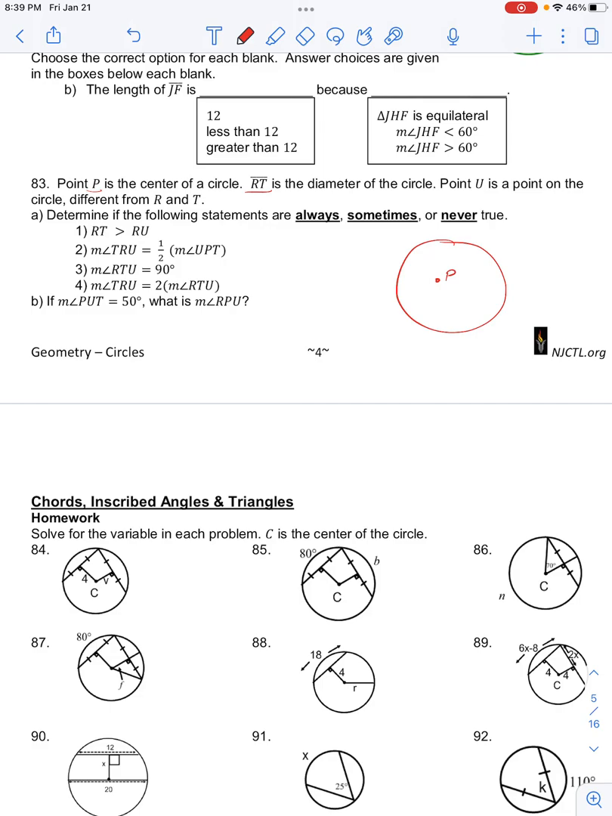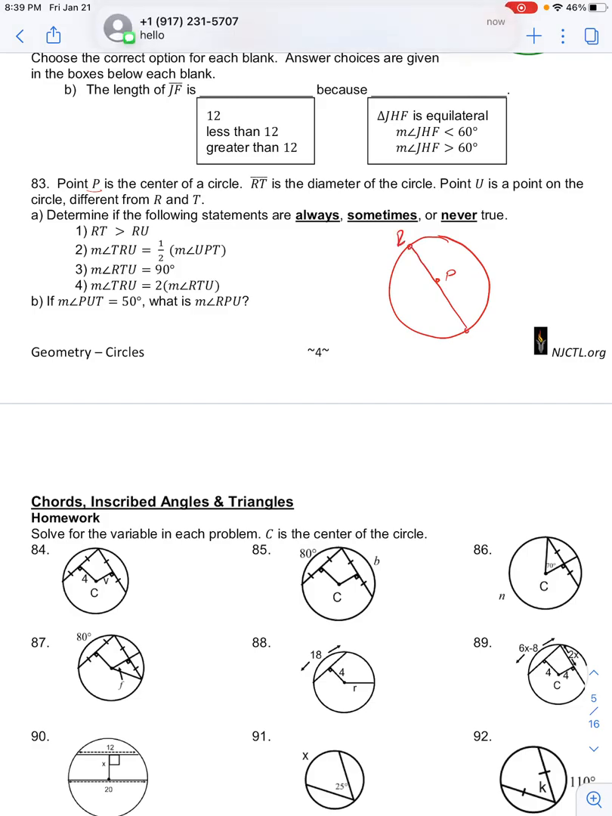So RT stretches. Let's redraw this circle. Make it a little nicer. So we have RT and T, and also we have point U is a point on the circle. So let's just arbitrarily put U over here. And so we can now start with the questions.